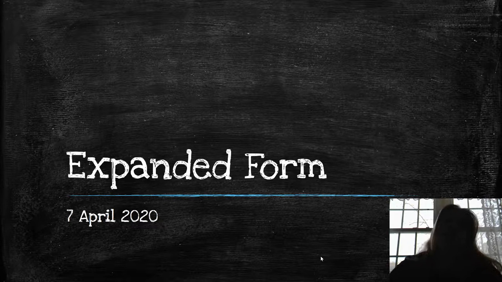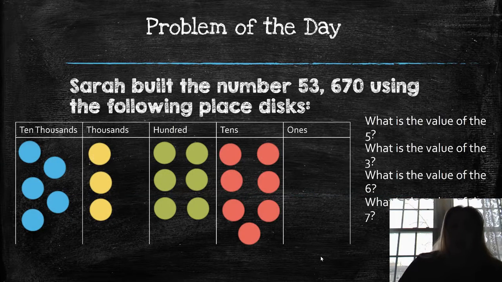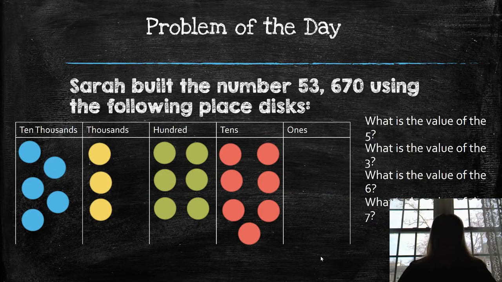Good morning, everybody. We are talking about expanded form this morning. I'm going to do a quick review of what expanded form looks like and then move on a little bit from there. So if we have the problem of the day saying that Sarah built the number 53,670 using the following place discs, and it's asking you to look at the chart and figure out the values of each of the numbers.